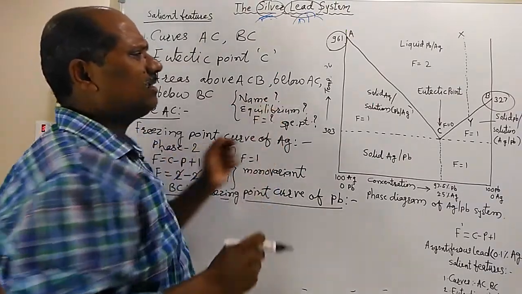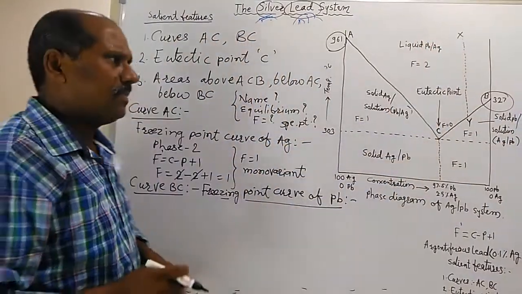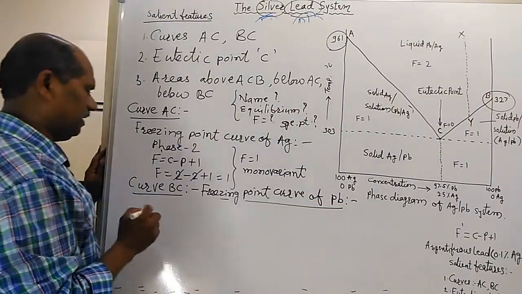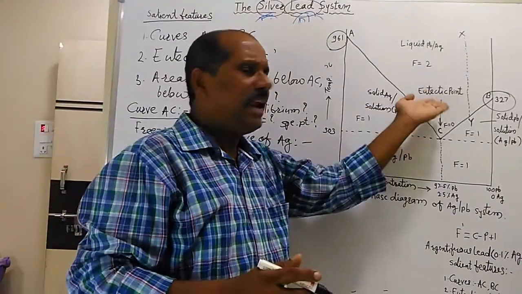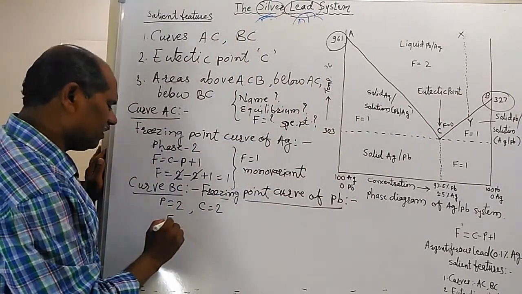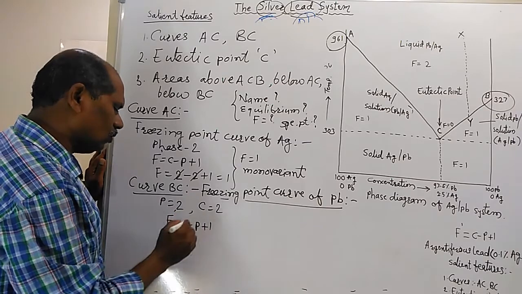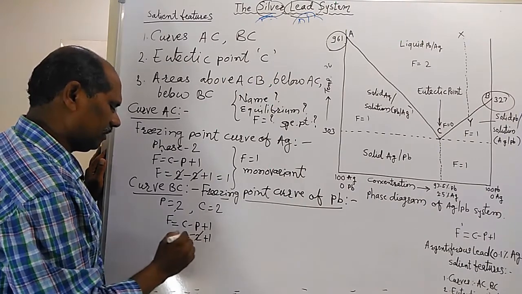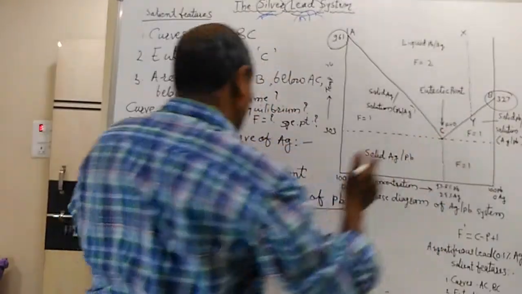Then the equilibrium along the curve BC is, from this side liquid of AgPb and from this side solid lead. Means there are two phases which are in equilibrium, solid lead and solution of AgPb. Means phases are two. There are two components along the curve BC, that is lead and silver. Hence C is equal to 2. Therefore the degree of freedom F dash is equal to C minus P plus 1. By putting the values, components are 2, minus 2, plus 1 is equal to 1. Means the degree of freedom F is equal to 1. Hence the system along the curve BC is monovariant.